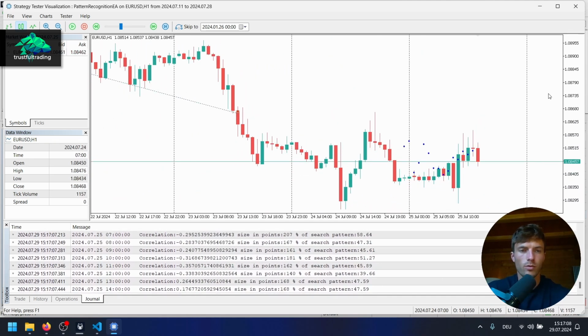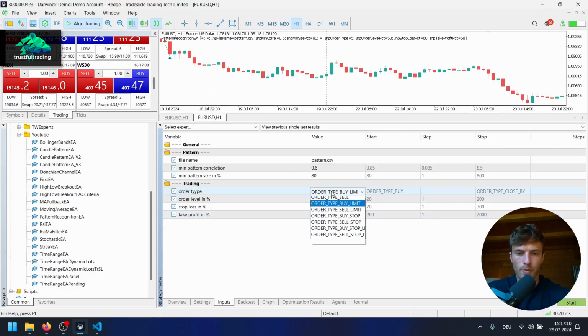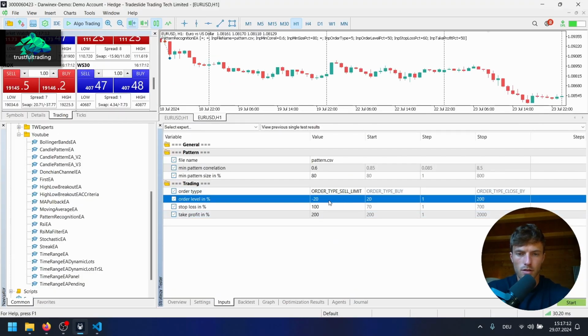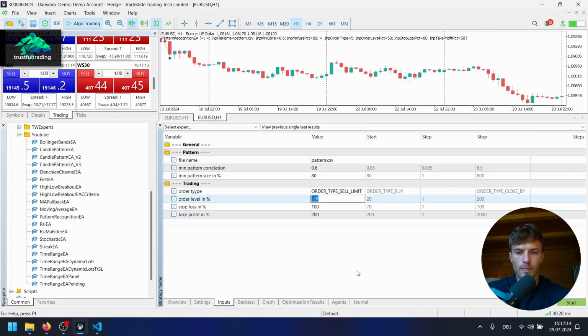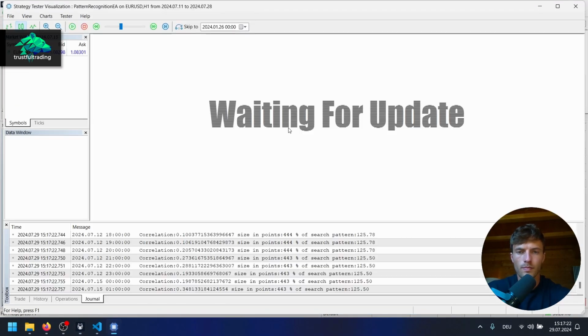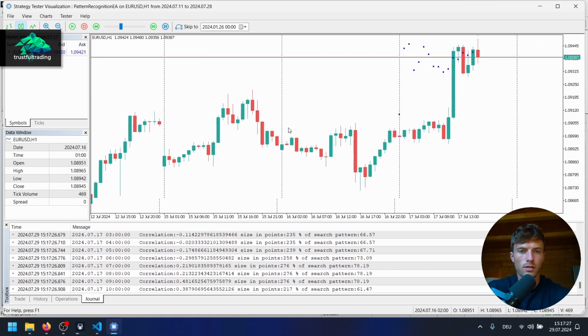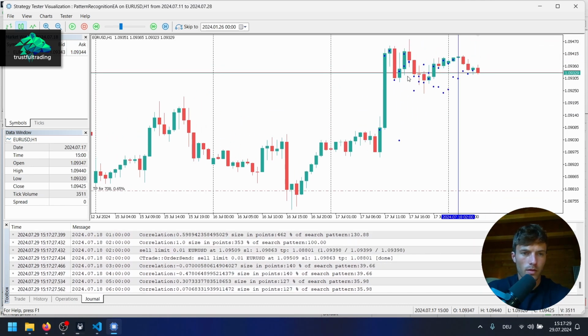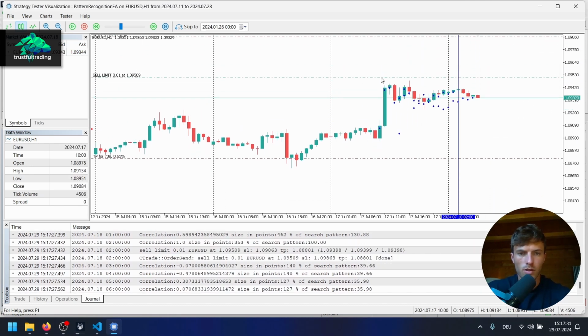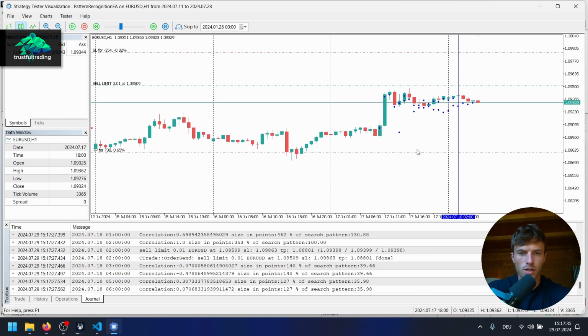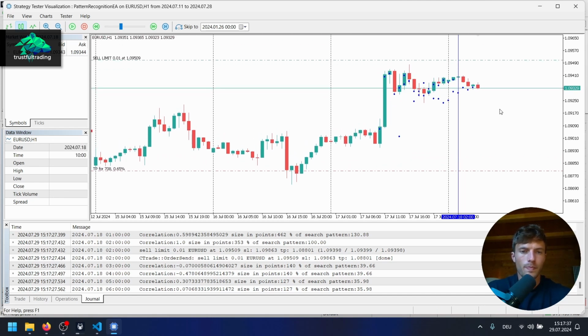Yeah, but it's working. Let's also test the sell limit. So sell limit, yeah, above the pattern, 120%. So let's see here. Sell limit here above the pattern with our stop loss and take profit. Okay.